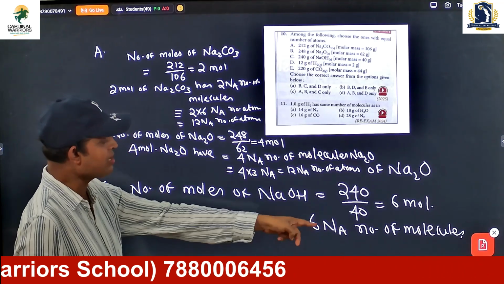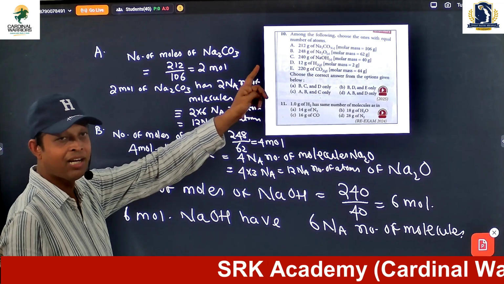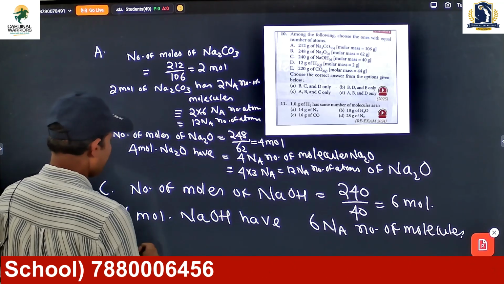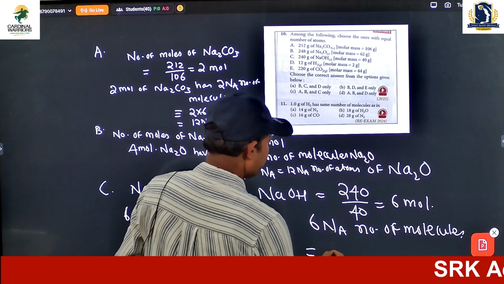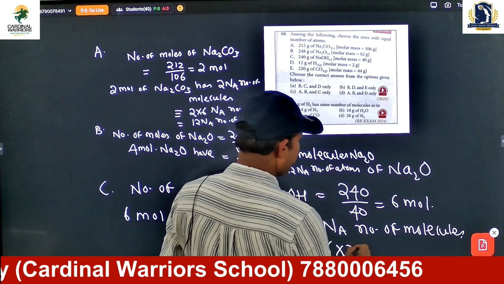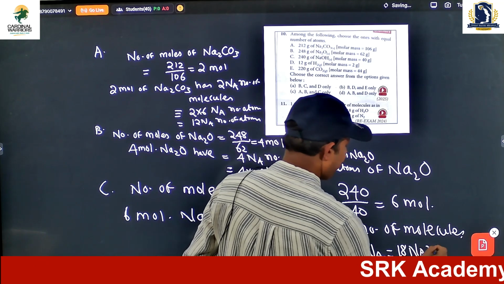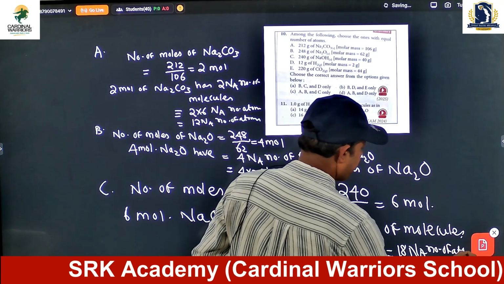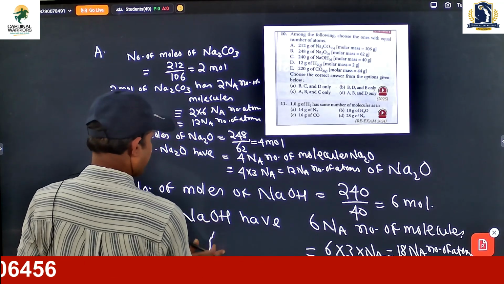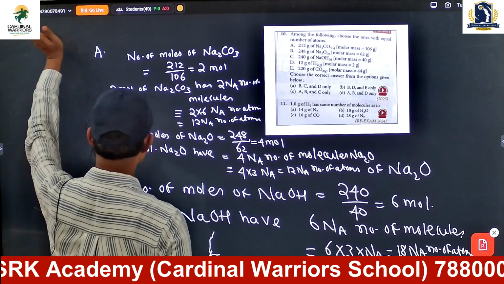So one molecule has how many atoms? Sodium 1, oxygen 1, hydrogen 1, so 3 atoms. So 6 mole have 6 into 3 into Na, that is equal to 18 Na number of atoms. So that is A, B, C options.